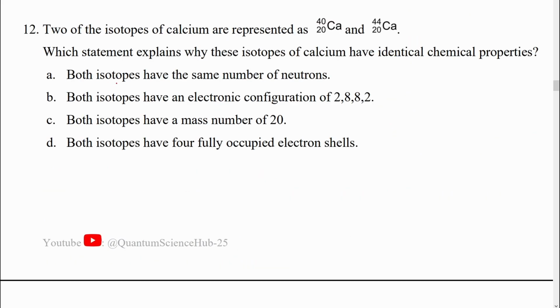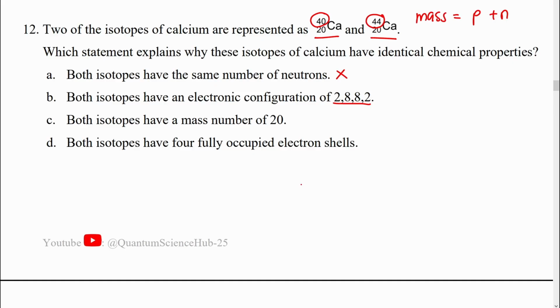Question 12. Two of the isotopes of calcium are represented as this and this. Which statement explains why these isotopes of calcium have identical chemical properties? So let's check one by one. Both isotopes have the same number of neutrons. You can see here, they already have different mass numbers. So that means they will have different neutrons, right? Because mass equals proton plus neutron. Their mass is different, so they will have different numbers of neutrons. So this is wrong.